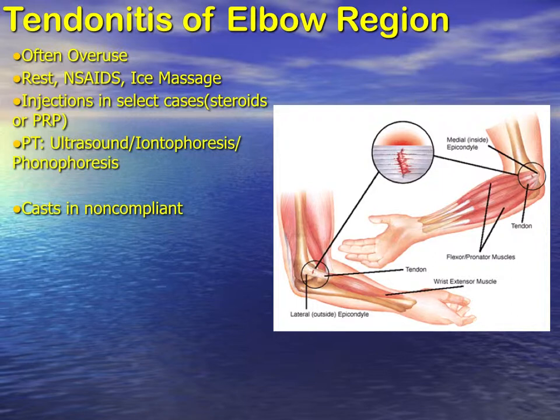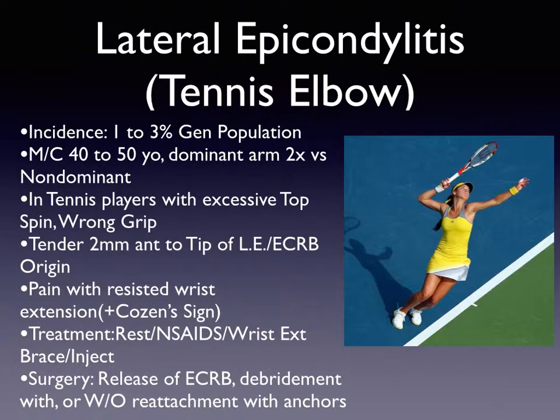In patients that are somewhat non-compliant, I have been known to put people in casts, and it's certainly recommended to put the elbow at complete rest. Lateral epicondylitis or tennis elbow has an incidence of 1 to 3% of the general population, usually occurs in people 40 to 50 years of age. Usually the dominant arm is affected 2 times that of the non-dominant.